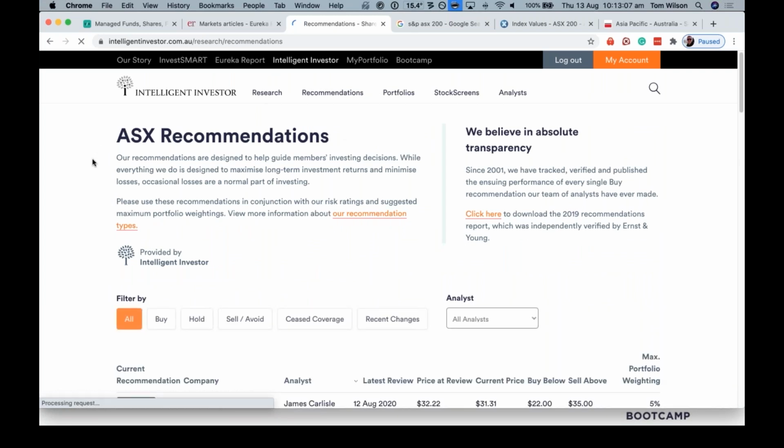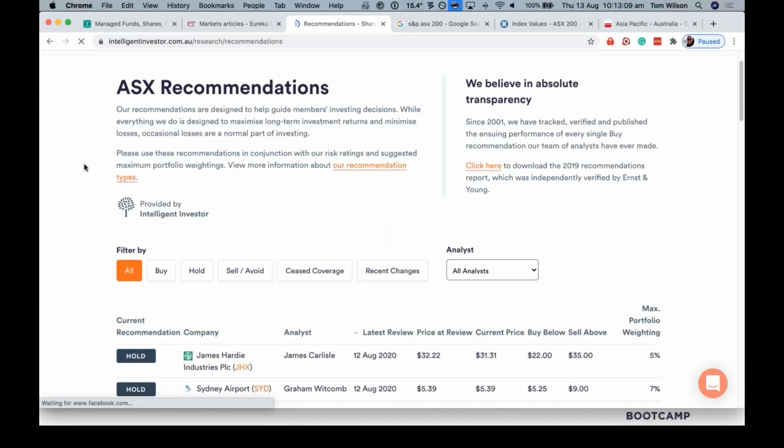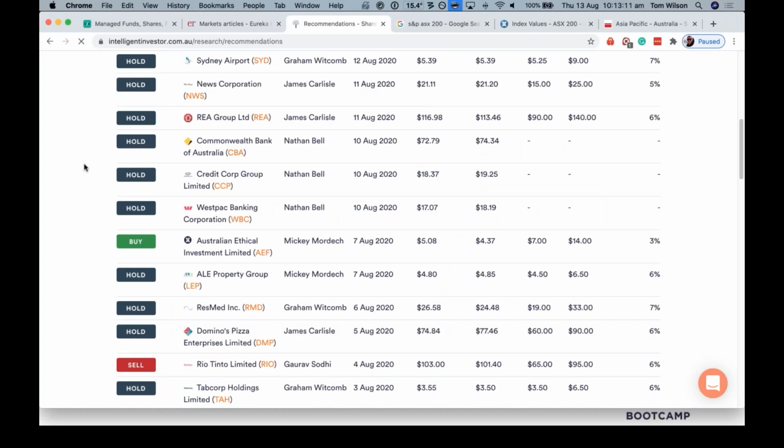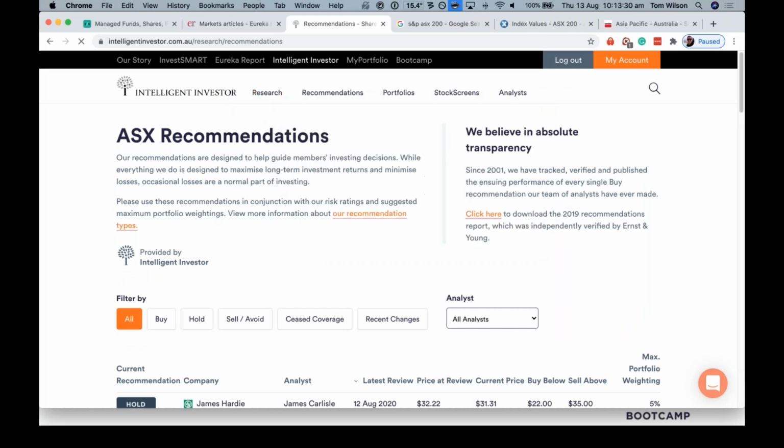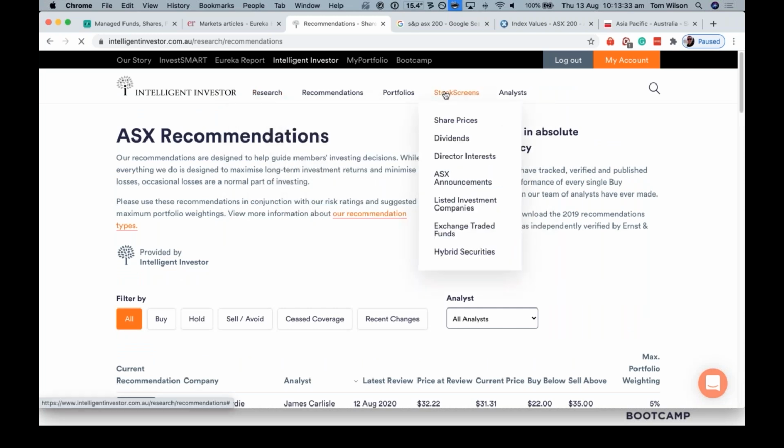And this will give us all the latest recos that they've done, and also the dates as well, plus any other pertinent information here too. You can see they talk about a max portfolio weighting. That's what they suggest the maximum should be in your portfolio. And that, I guess, comes back to diversification, which we'll talk about in this webinar today. They've got their own filter tools as well, and you can see that here in stock screens.